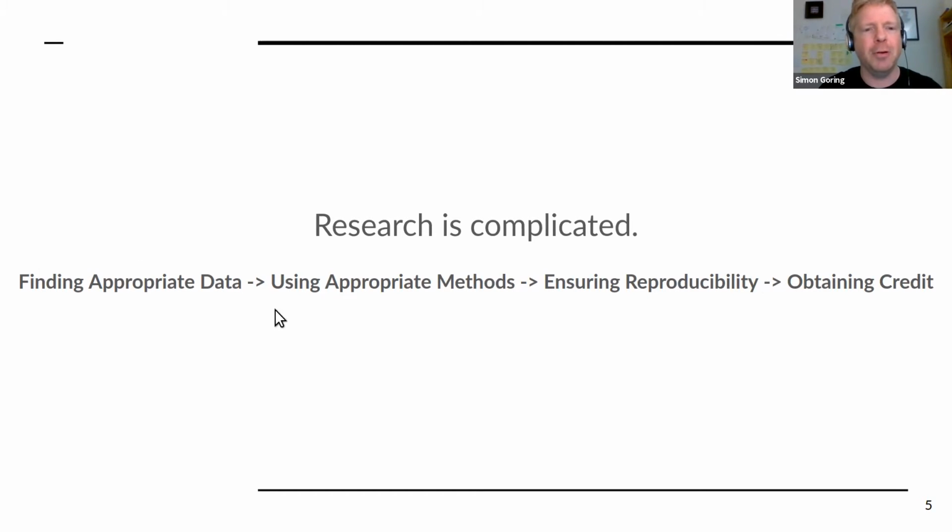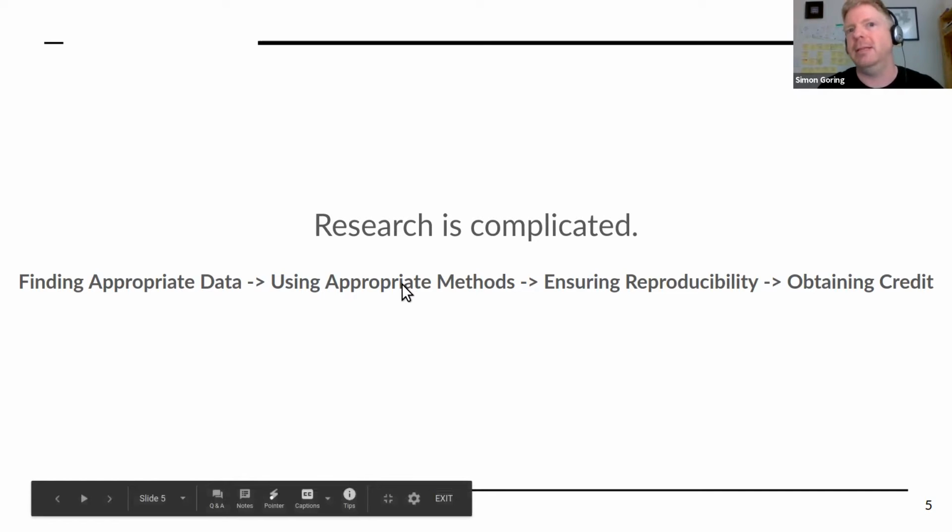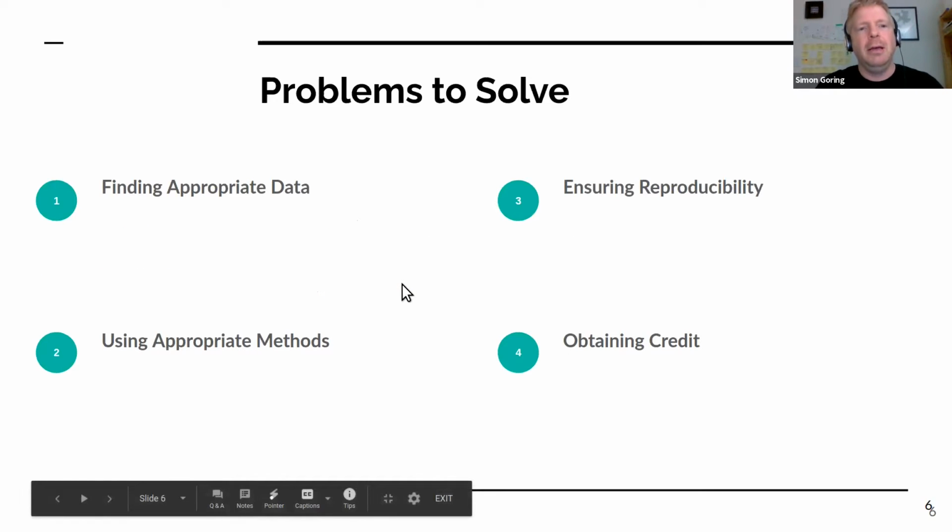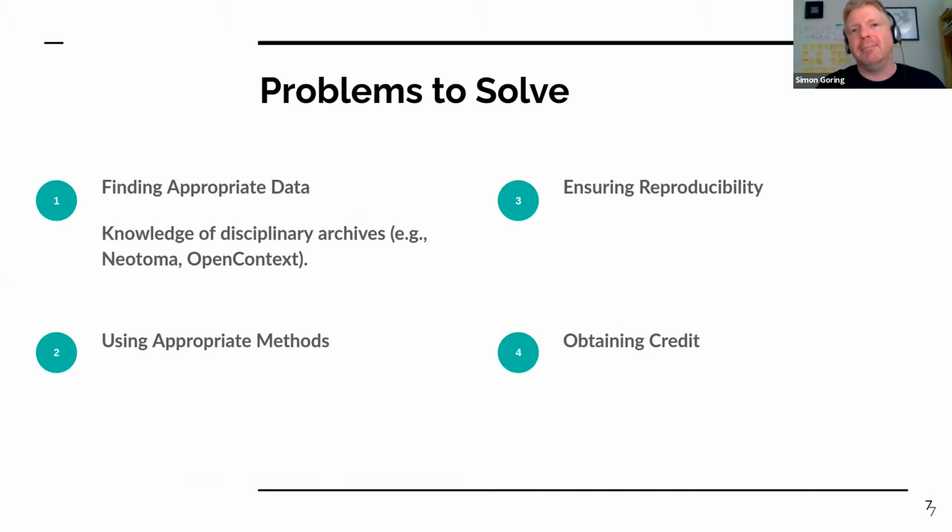At the same time, finding appropriate data and using the appropriate methods remain complicated as well. So we can dive into these elements a little bit, and we know that to find the appropriate data, you need to have some knowledge of existing disciplinary archives. So whether it's the Neotoma Paleoecology database, whether it's Oceans Network, whether it's DSpace, whatever the archive is, you need to have some knowledge about it, how it's structured, what the data objects in there actually represent.